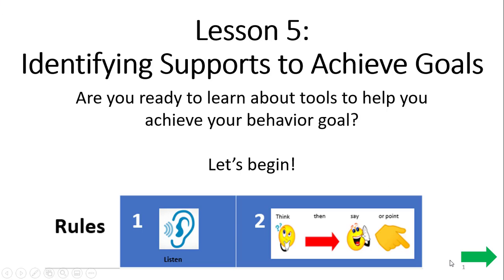Welcome to Lesson 5, Identifying Supports to Achieve Goals. Are you ready to learn about some tools that can help you to achieve your behavior goal? Let's begin. But first, remember our rules.